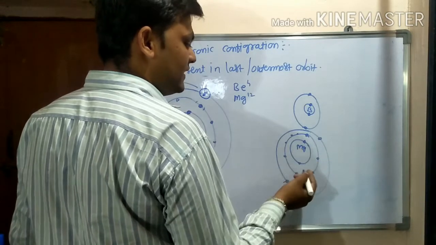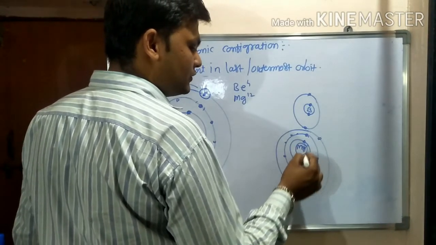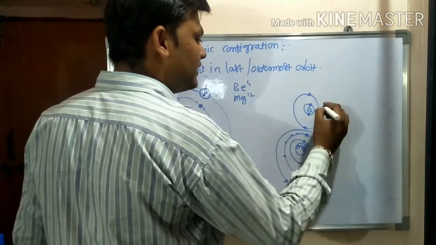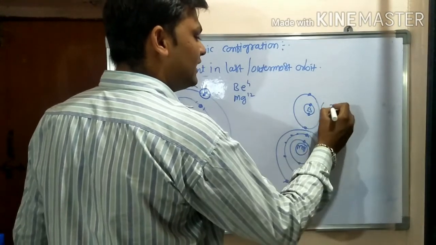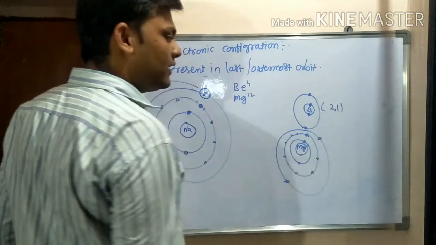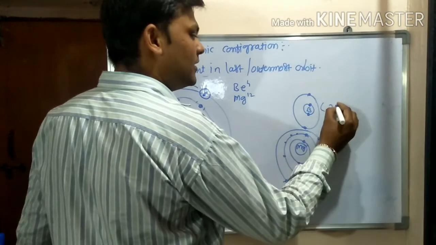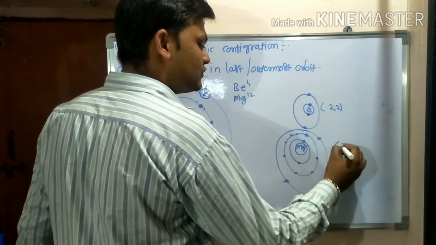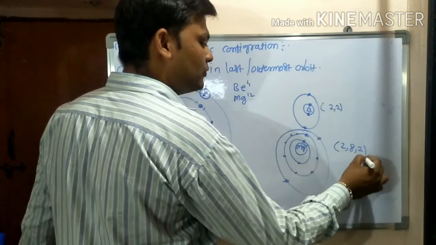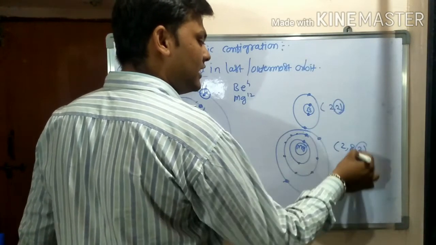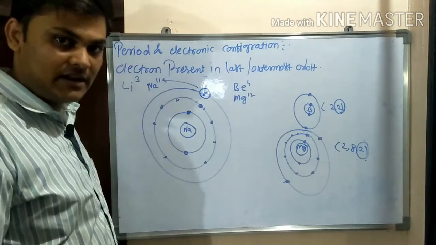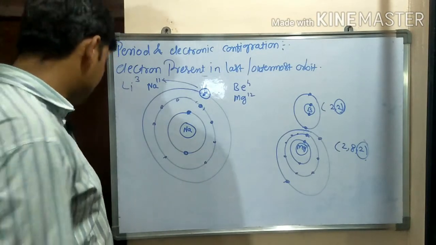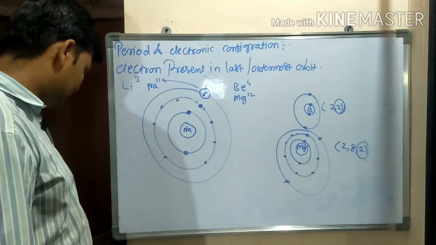So as we have seen over here, first 2, second 8, third 2. The configuration of beryllium is 2 comma 2, in first orbit 2, in second orbit also 2, and for magnesium that is 2 comma 8 comma 2. So in the last shell 2 electrons remain, as we have seen. Some more examples are there, and I'm going to give you some examples for study.